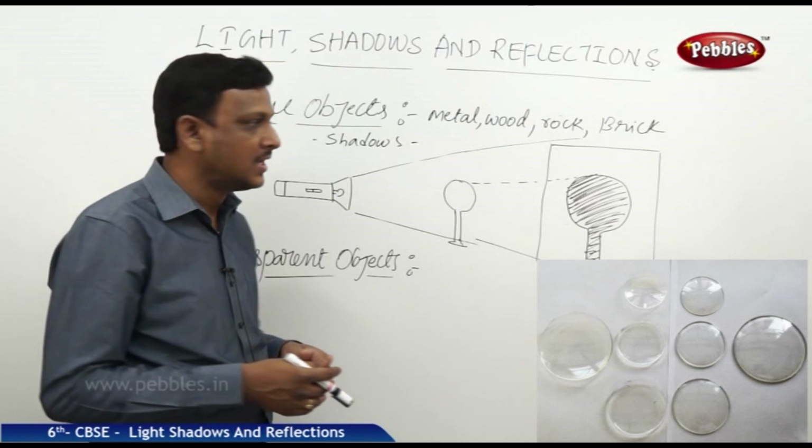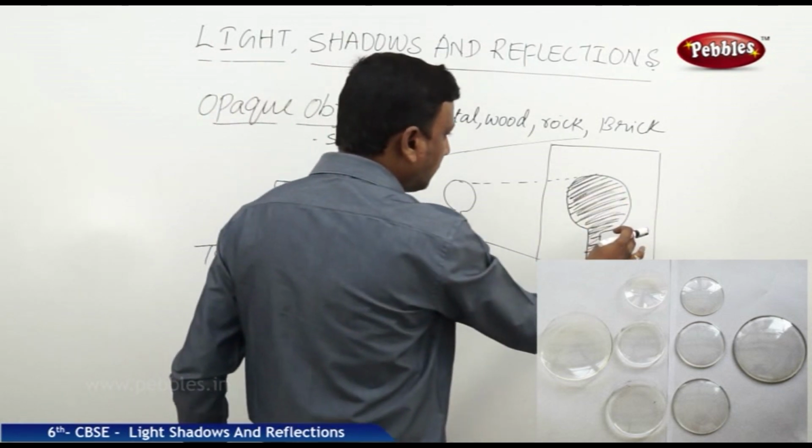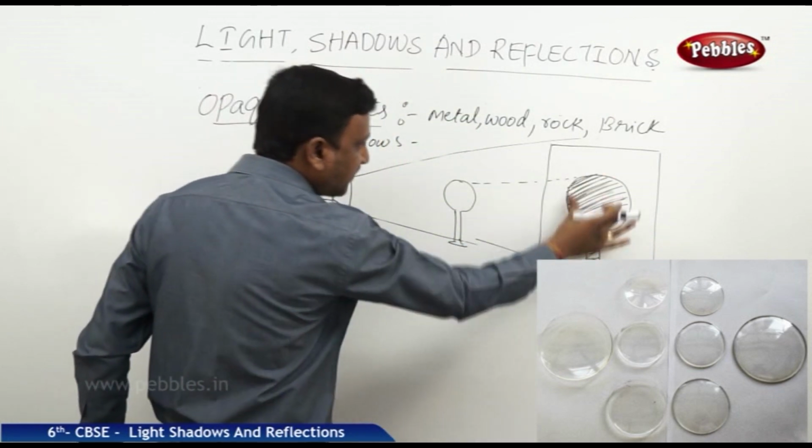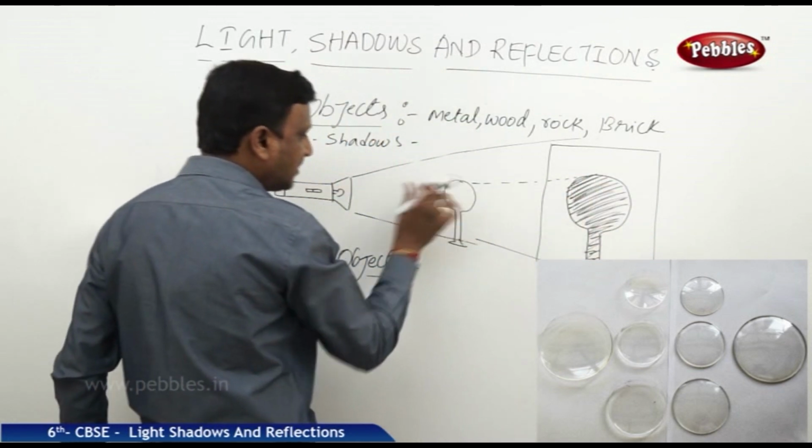How can we recognize it? We can see that outline, the shape. How can we see the outline? Because the light is falling on all this area except this particular area, because it is obstructed by this object.